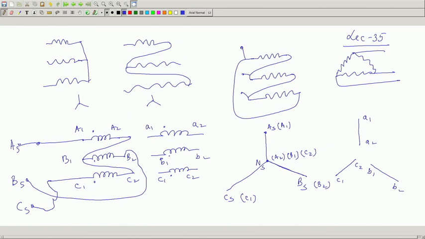For C1, of course, Cs is connected to C1. Therefore, induced voltage in the secondaries of each of the coils will be parallel to the primary voltages, which for A phase A1, A2, parallel to this. For C phase C1, C2. For B phase B2, B1. So, it must be this way.